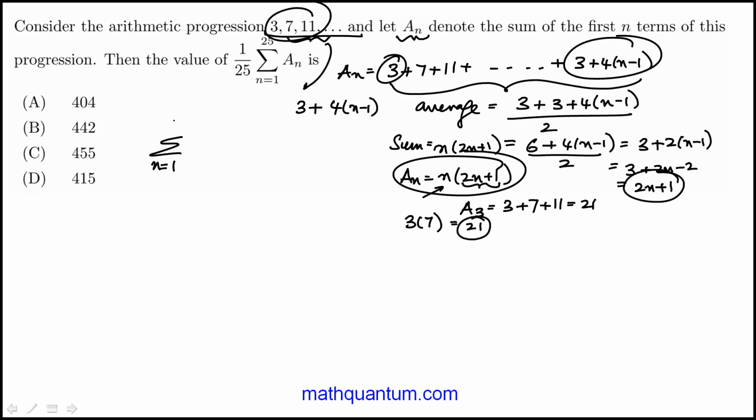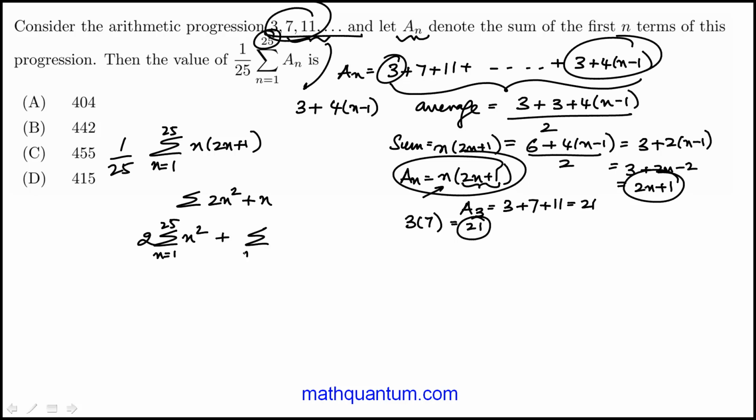So we can actually directly apply the summation to that, and then we have this 1 over 25, which is really just this n part, to simplify things. So I can rewrite this by distributing that n, so that becomes 2n squared plus n, and I can split this into 2 times the summation of n squared from 1 to 25 plus the summation of n from 1 to 25.